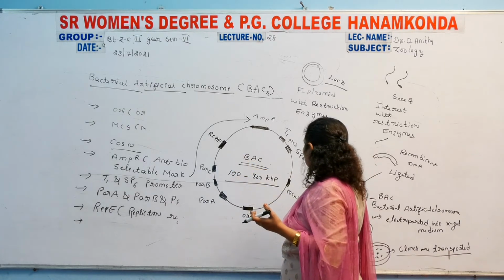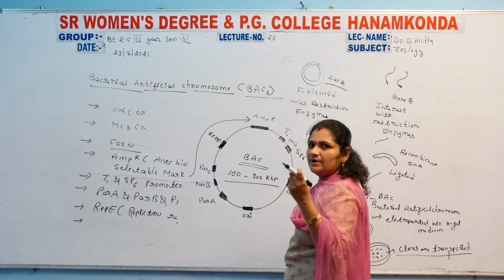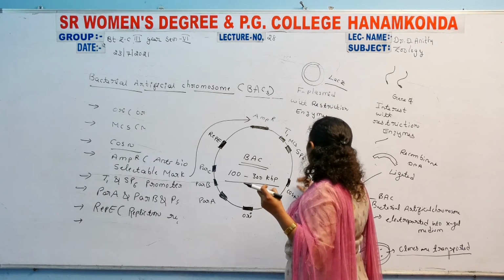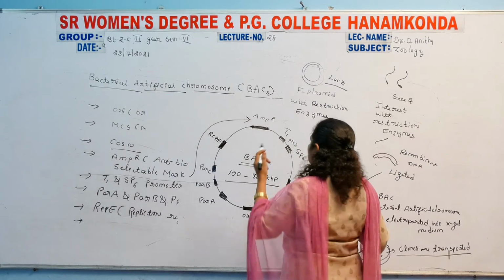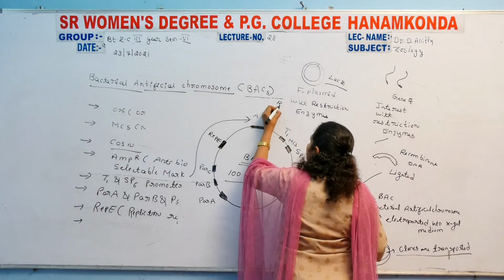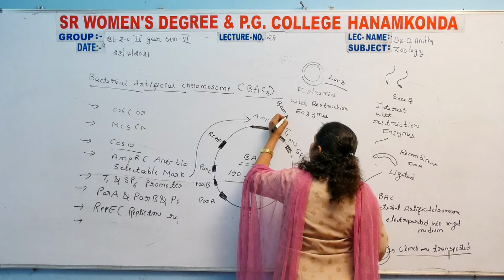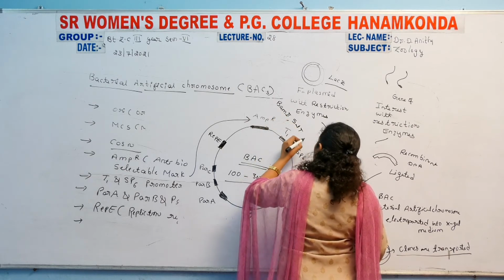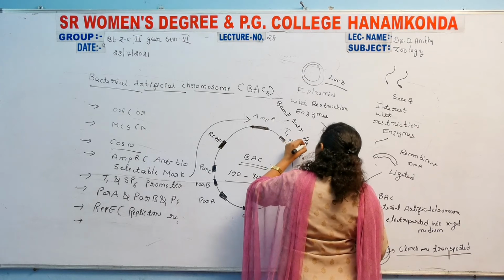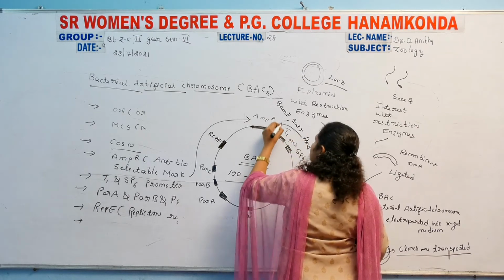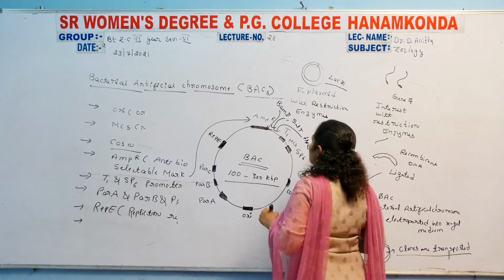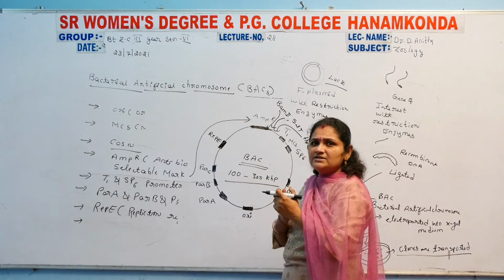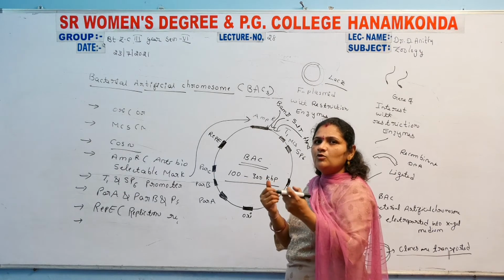And cosN is a cos region, meaning some part of the DNA sequence is a cos region. And multiple cloning sites mean it can accept different types of bacterial sequences, BamHI and SalI and so on. Those are the multiple cloning sites.